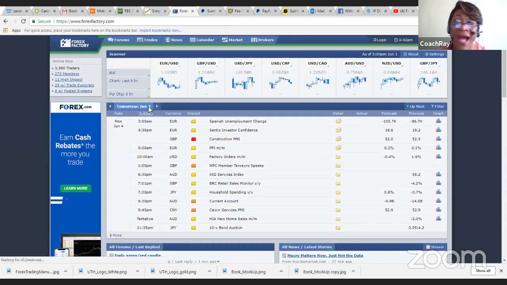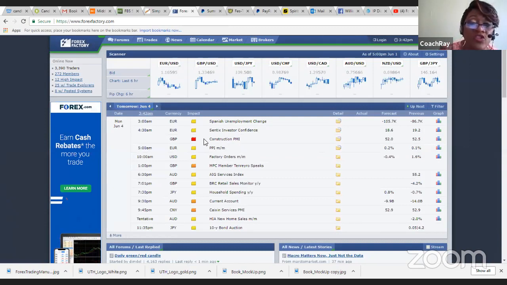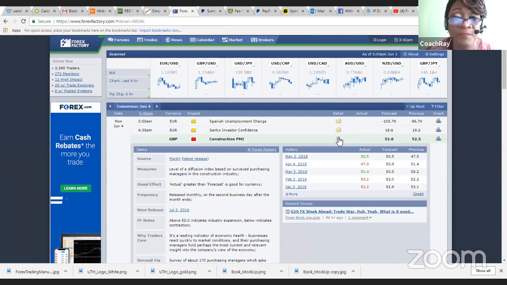Okay, so I have something on construction. This is what I want to look at. So it's really 3:30 my time. It is projected to lose about 0.5 of a move. It says the level of diffusion index based on surveyed purchasing managers. If the actual is greater than the forecast, and that's good for currency, then I go down to why traders care. It's a leading indicator of economic health.